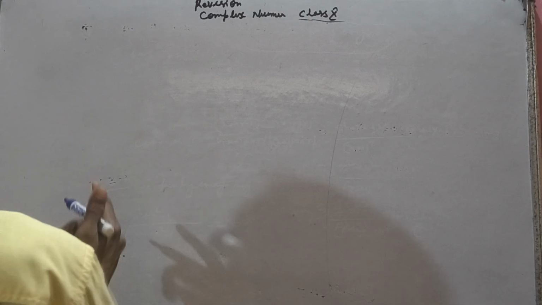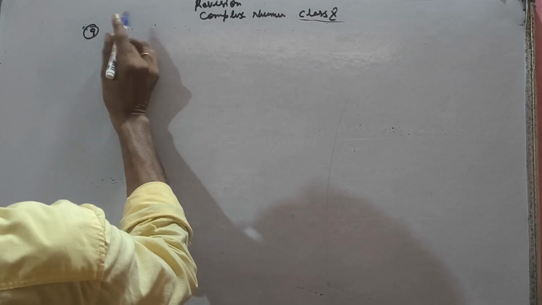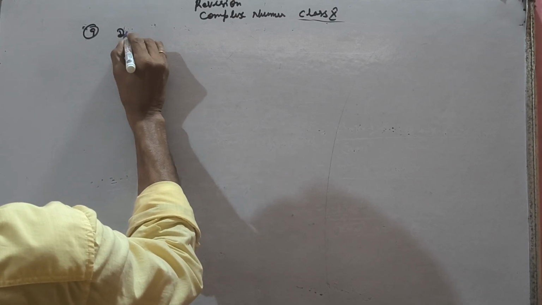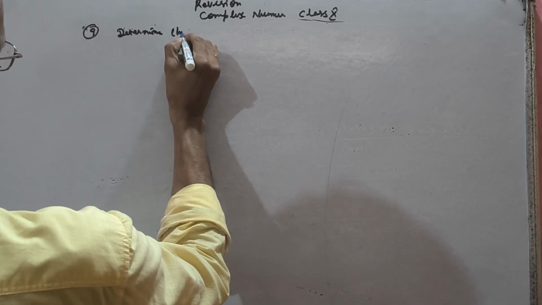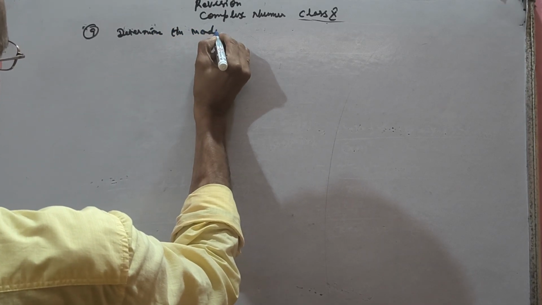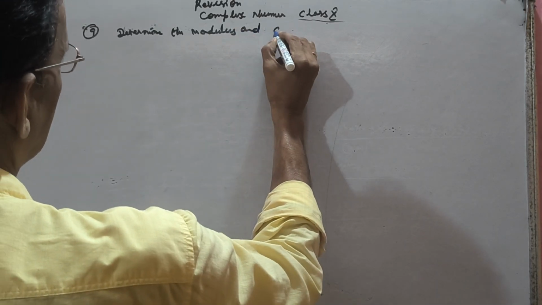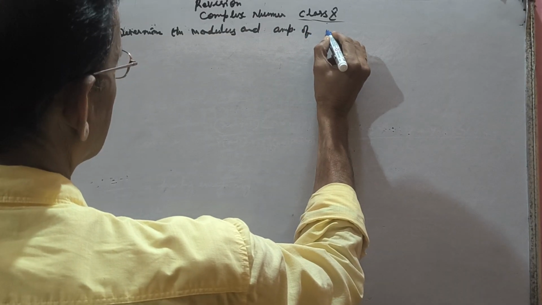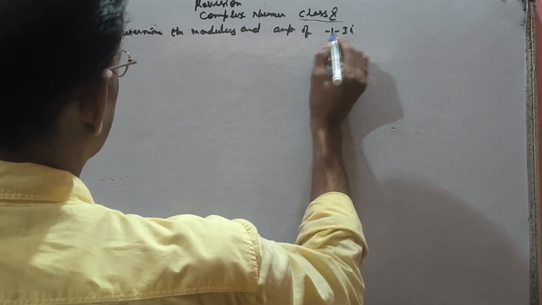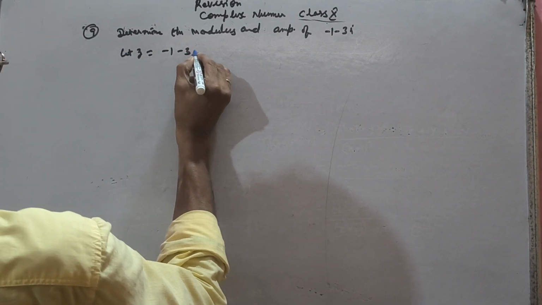Next sum is a simple sum. Next sum, but also important. Determine the modulus and amplitude of minus 1 minus root 3i. So this is z, the complex number given: minus 1 minus root 3i.